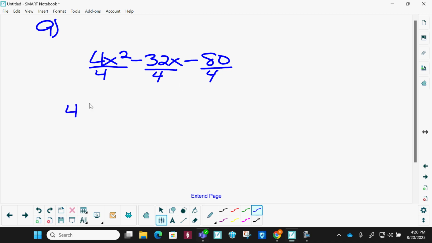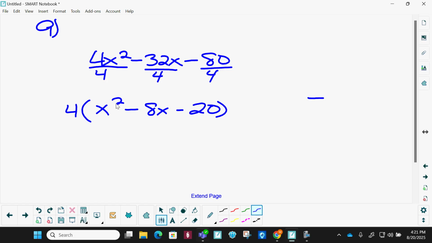So we can't get rid of that 4. So when I do that, I get x squared, 32 divided by 4 is 8x minus, and 80 divided by 4 is 20. Okay, so now I'm going to look here and see if I can factor this. We could have done that up there. Our numbers just would have been bigger.